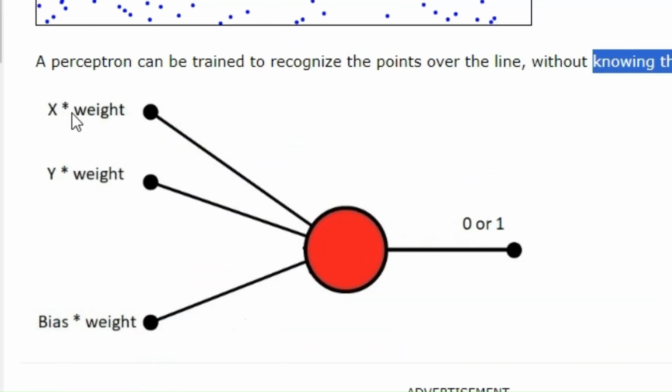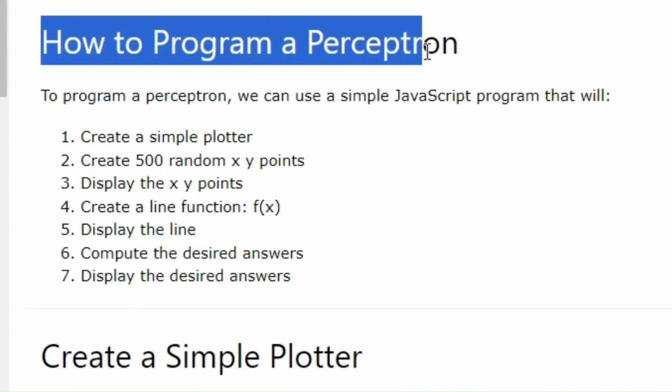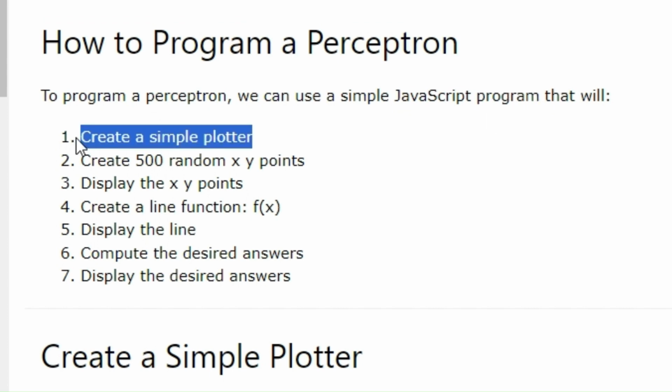X star weight, Y star weight, bias star weight, 0 or 1. How to program a perceptron? To program a perceptron, we need to use a simple JavaScript program that will create a simple plotter.